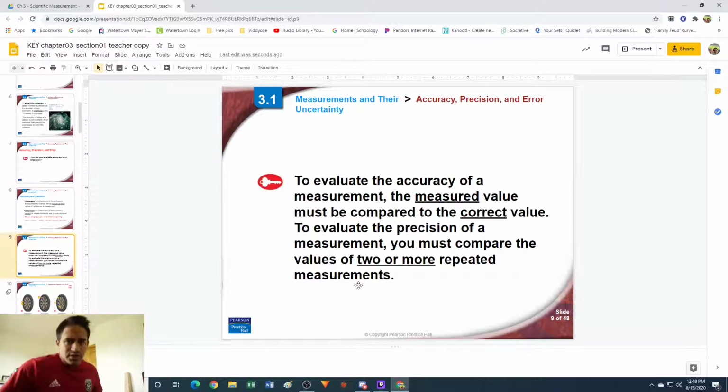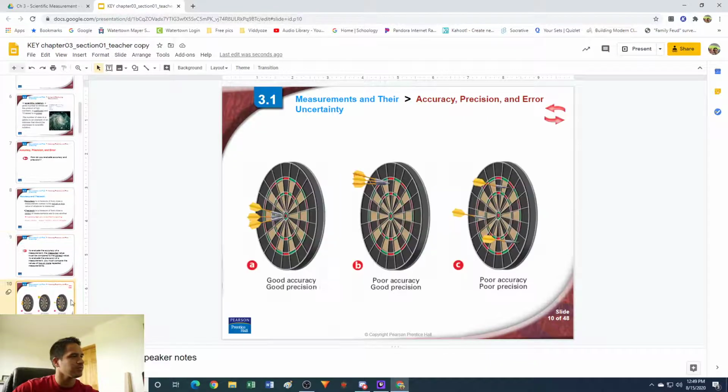Okay, so just real quick, again, recap. In order for you to determine accuracy, you have to have a value that you measure and compare it to a value that you know is correct and see how far off you are. In order to measure precision, you need to look at 2 or more measurements and see how close they are to one another, okay? As well as, of course, how many digits you're confident in reporting.